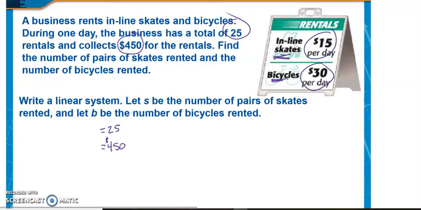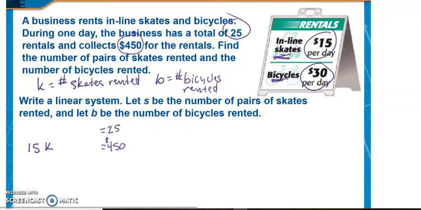So let's define our variable. I'm going to call skates K because my S's always look like 5, so we're going to use the K. So the number of skates rented and B equals the number of bicycles rented. Okay, so money goes with money, so the $15 times the number of skates plus $30 times the number of bikes.